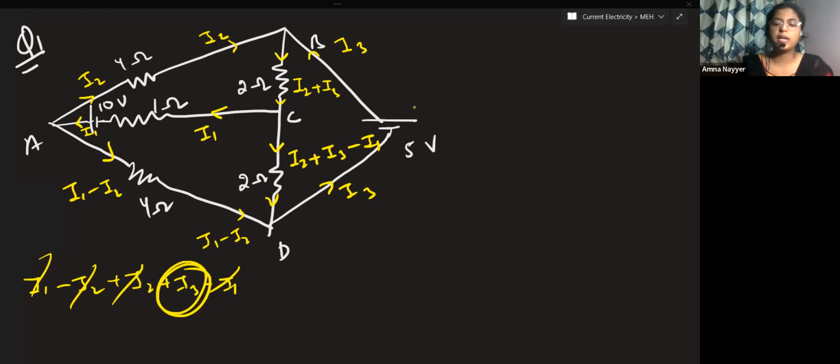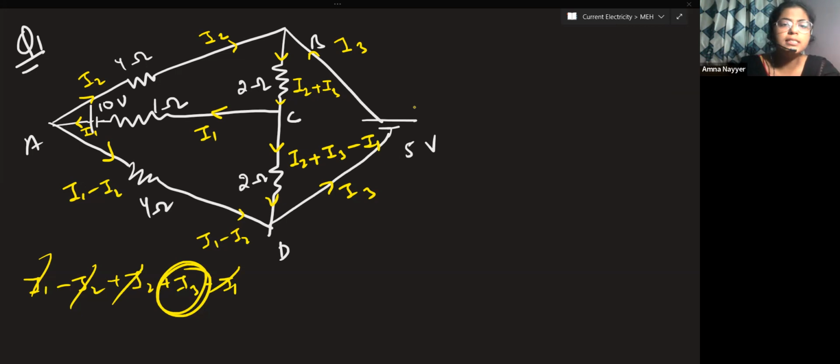Now the application part. See, we have to choose any loop. Loop means any closed circuit. If you see, you are able to see 3 triangular loops. One is this complete closed loop, ABC. One is this loop, one is this loop. So you have 3 loops. You have 3 variables. You can generate 3 equations by yourself.